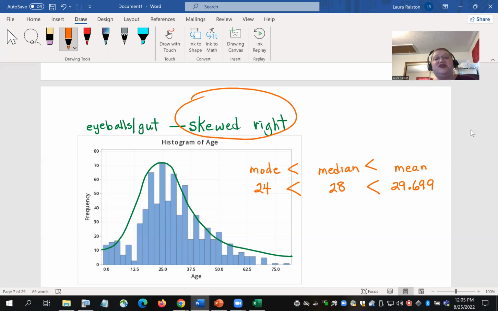Okay, so we initially used kind of our eyeballs and our gut, and everybody kind of had a different opinion, but we can verify or prove it by looking at the measures of center and their relationship. Questions?